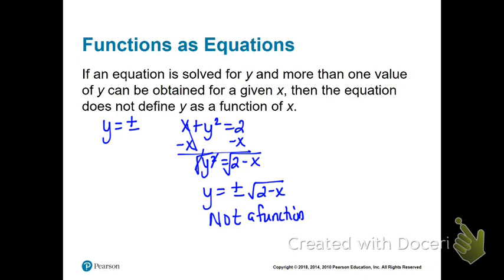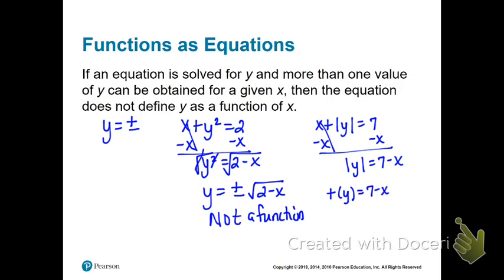Now the other thing that we talked about that gave us a plus or minus was also an absolute value. So if I had x plus the absolute value of y equals a number, then again I could just get the absolute value part by itself, just like what we did before. And then remember, what's inside can be positive or negative. So what's inside could be positive equals the other side, and what's inside could be negative. And so in that case, when I solve them, I end up with two different answers. Therefore, this is also not a function.